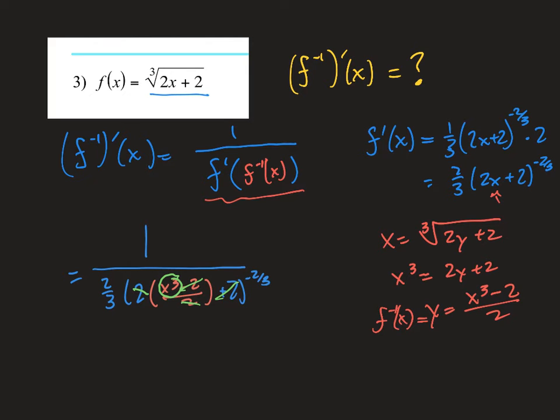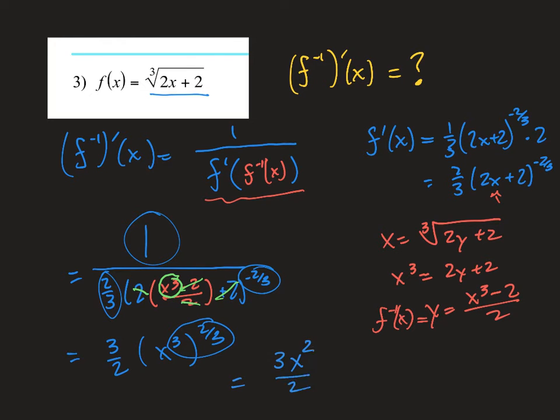The other thing going on is I have this 1 over. So what that does is that's going to flip over this 2/3 and make it a 3 over 2. And it's going to change this exponent to a positive exponent. So I end up with 3/2 x cubed to the 2/3. And to finish this off, I just multiply the exponents, and that makes x squared. So this derivative of the inverse function is really just 3x squared over 2.